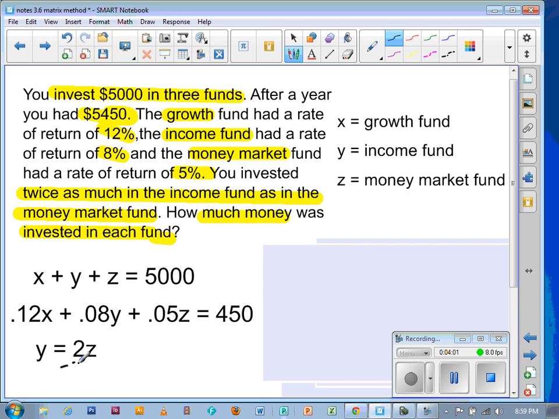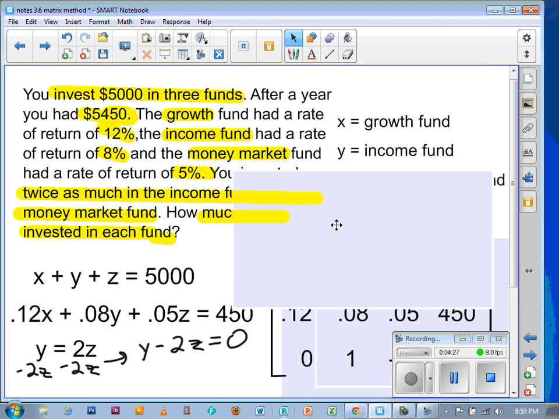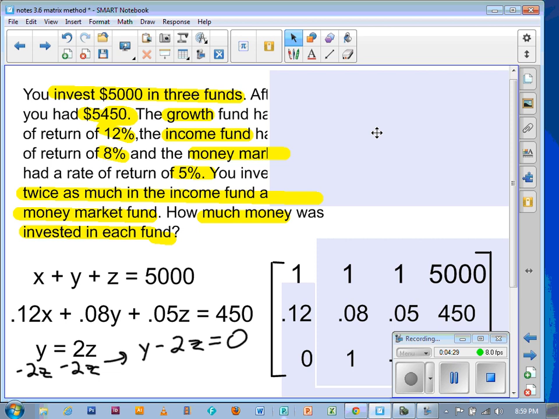So what we're going to do is subtract 2Z from both sides. And you're going to end up with Y minus 2Z equals 0. There is no X term. So what this turns into is that. Just simply move it over to the other side. There is no X term again. Now, as a matrix, this is what it's going to look like. Our matrix method is going to look like this.